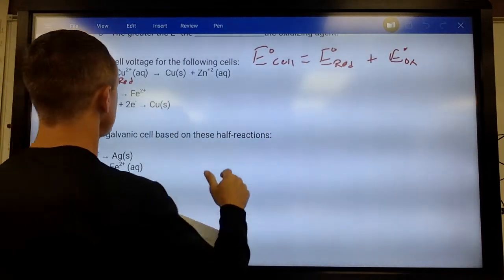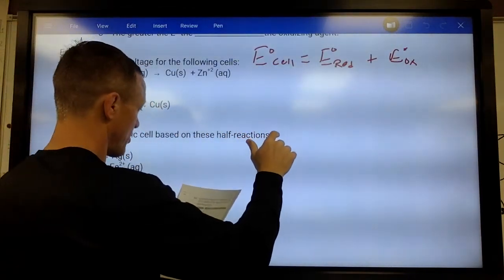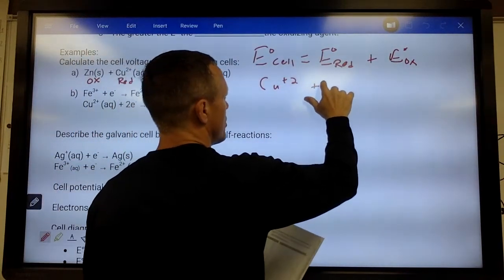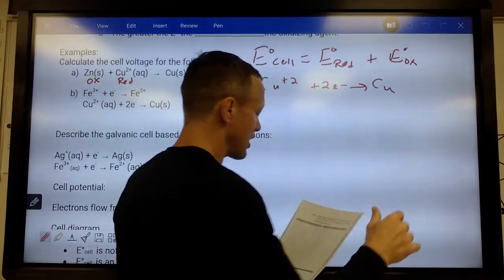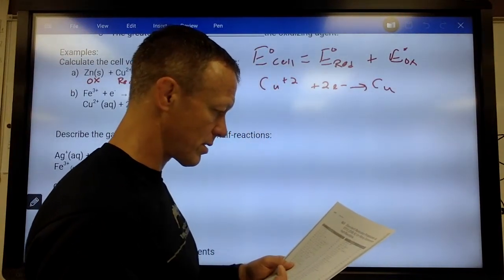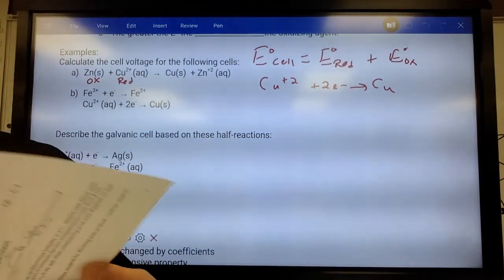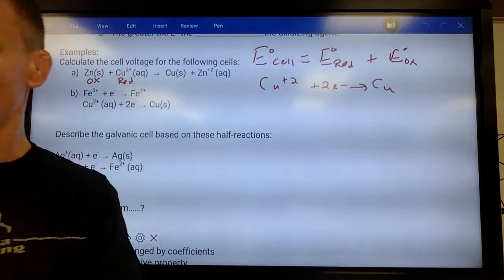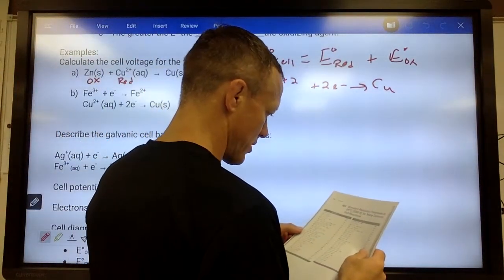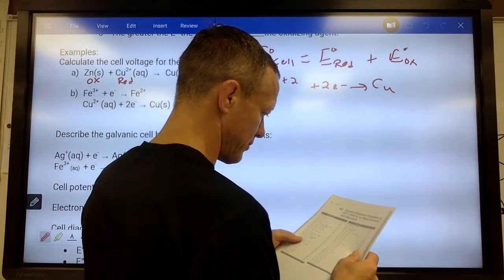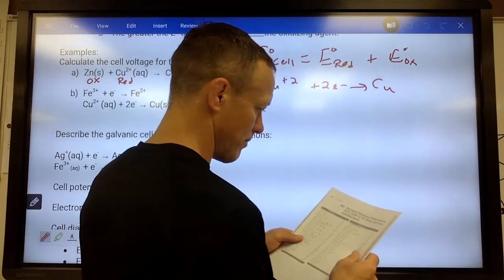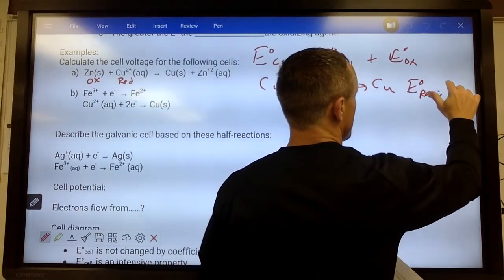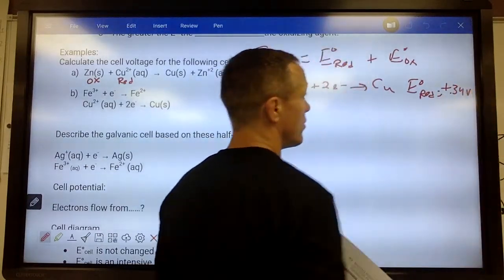So for this one, if we look on our sheet here, copper +2 plus electrons going to solid copper. That reduction potential, maybe I've got that written down, so I have to look it up. I'll find it down here. I think it's 0.34 if I remember right. It is 0.34. So its reduction potential is a positive 0.34 volts.